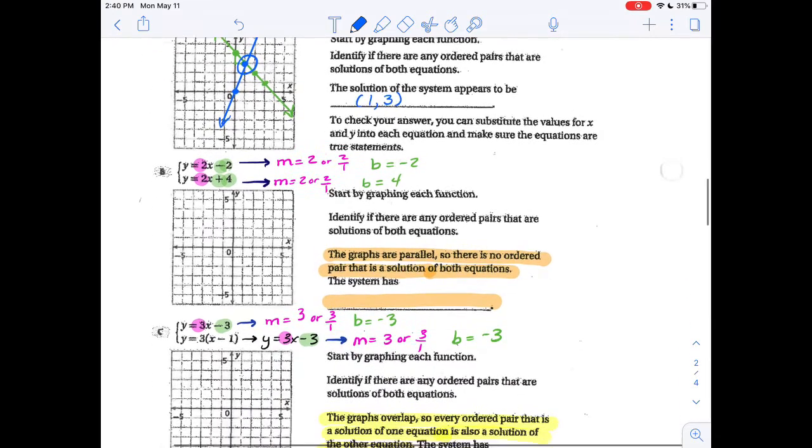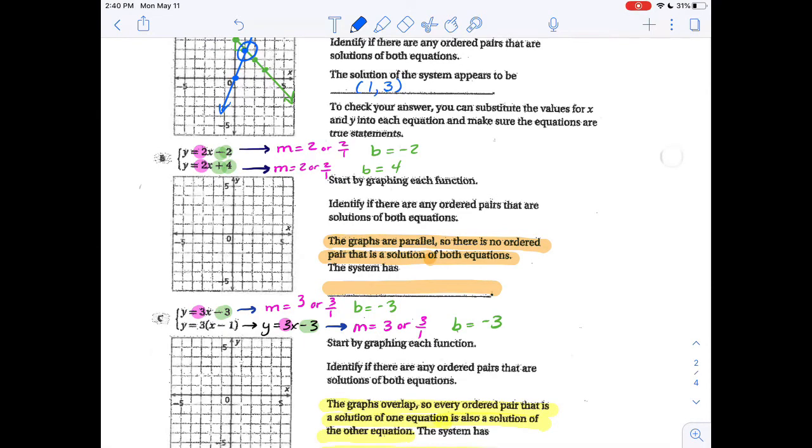Now let's do the next one. I can see what my slope is, I can see what that y-intercept is on both of them. So let's go ahead and graph that first equation, and I can see that my y-intercept is -2, and my slope is positive 2 over 1. So up 2 over 1, up 2 over 1, connect those lines. There we go. And there's the graph for that linear equation. Now let's go ahead and do the next one.